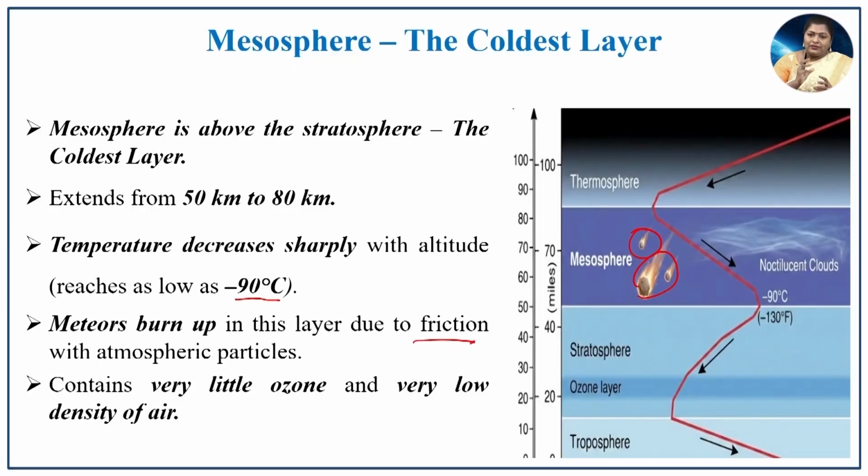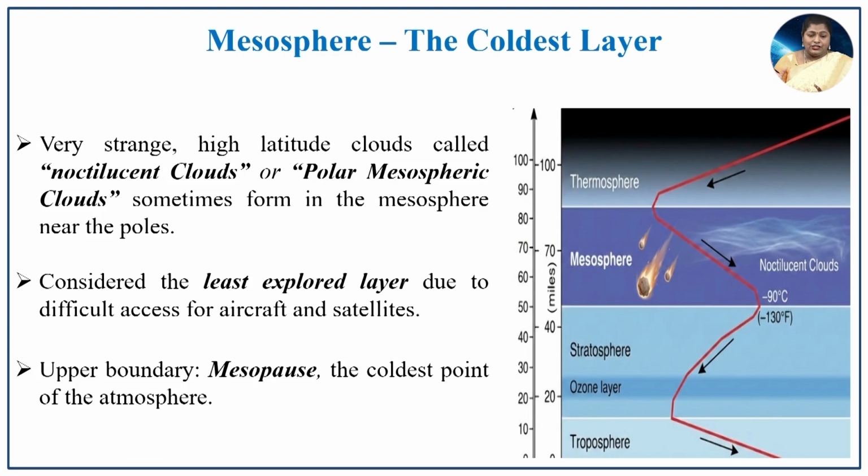It contains very little ozone and very low density of air. Because of this, there is a drastic decrease in the temperature in this particular mesosphere. Very strange high latitude clouds called noctilucent clouds or polar mesospheric clouds sometimes form in this mesosphere near the polar region. So, as we discussed, there are clouds which form in the stratosphere, that is nacreous clouds. Here there are clouds forming in the polar region, that is noctilucent clouds, a phenomenon which takes place in rare cases.